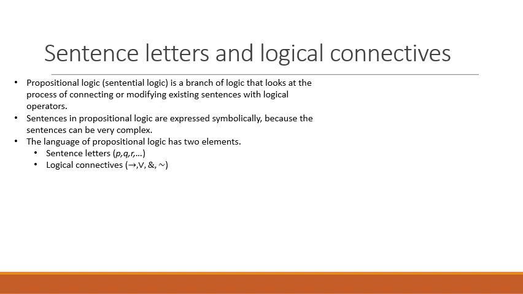In the language that we're going to discuss, we're going to talk about 4 different logical connectives. The conditional, which is expressed symbolically with an arrow, the disjunction, which is expressed with a V, the conjunction, for which we use the and symbol, and then the negation, which gets the tilde. So all of these are going to be ways in which we can construct new sentences by modifying existing sentences.